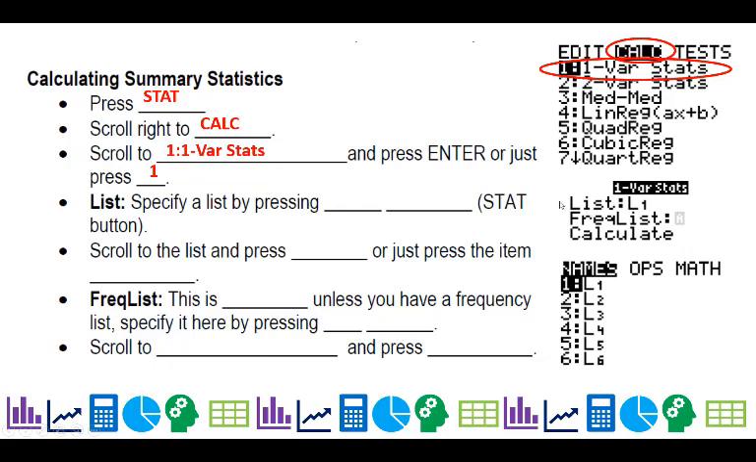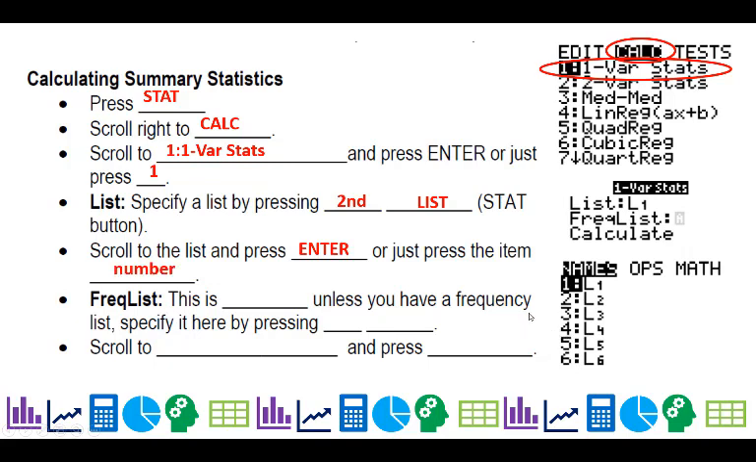Now you can just press Enter because it normally defaults there, or just press 1 because it's item number 1. Now the next screen you'll see is this one right here, which shows your list, your frequency list, and then the Calculate option. So the list is a list of data. If that is not the right list, let's say you're using multiple lists, you can change it by pressing 2nd List. This is that same Stat button, but it's in blue. And then scroll to the list that you want and press Enter, or just press the item number. So for list 4 here, you just press 4.